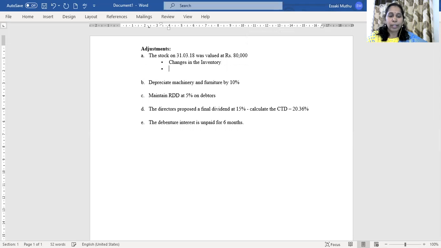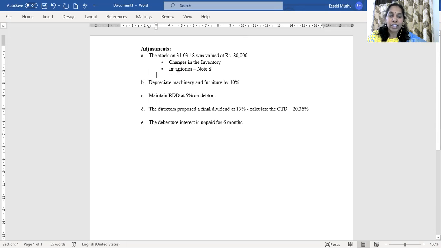Okay, next effect. It should be shown in the balance sheet, asset side, under the item inventories. Under inventories, we have to show the closing balance of the stock. That is note number 8. Under note number 8, we have to show inventories. So the first adjustment is over.